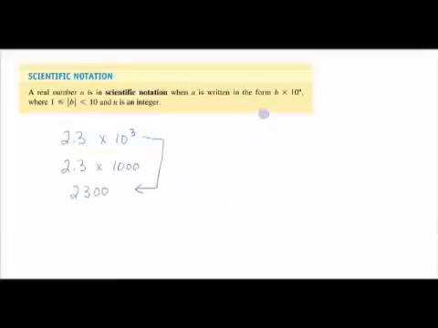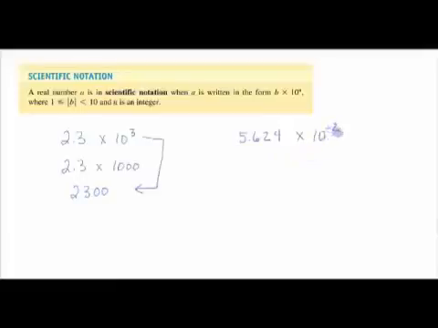Let's say that I have a number like 5.624 times 10 to the negative 2. So this is in scientific notation because this number is between 1 and 10, not including 10, and there's only one number to the left of that decimal. How do we change this into our standard notation?